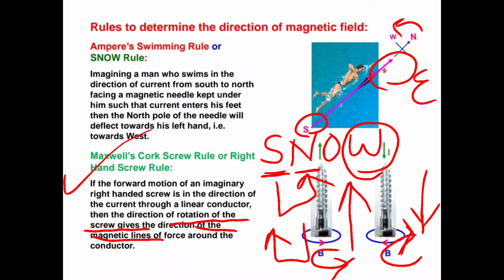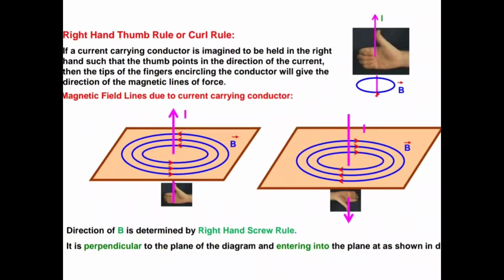Let's see, there is one more rule, that is the right hand thumb rule. This is a very important rule, as shown in the figure. Suppose this is the wire, and the direction of the current is upward. Then the direction of the magnetic field around this wire will be anti-clockwise. This is very important. As you can see here, this will be anti-clockwise.